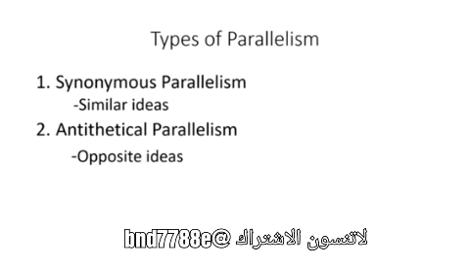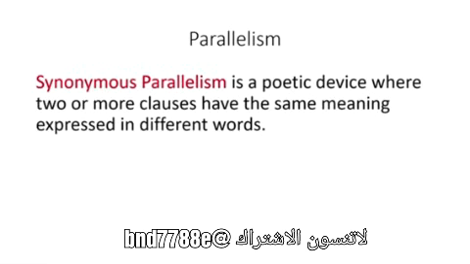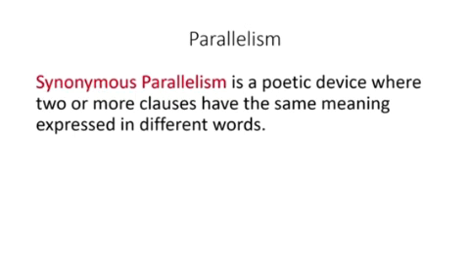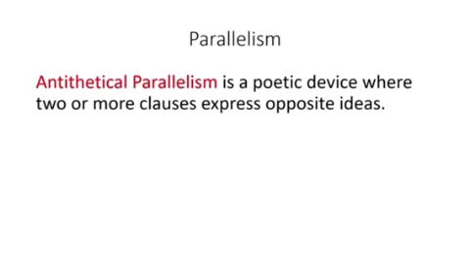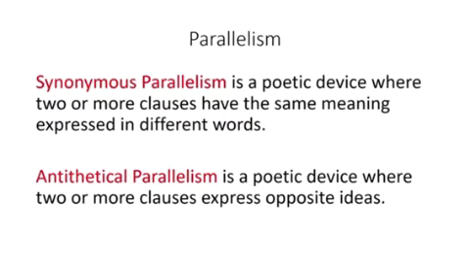To think of an easy way to remember these, the word synonymous comes from the word synonym, which means similar. Like this word has a synonym, so similar ideas. Antithetical comes from the word antithesis. Think of the word anti, which means opposite. So synonymous parallelism is a poetic device where two or more clauses have the same meaning expressed in different words. So you have the same meaning in two clauses, but one clause has different words from the other clause. Antithetical parallelism, on the other hand, two or more clauses express opposite ideas. So these are the two definitions for the two types of parallelism we will look at today.